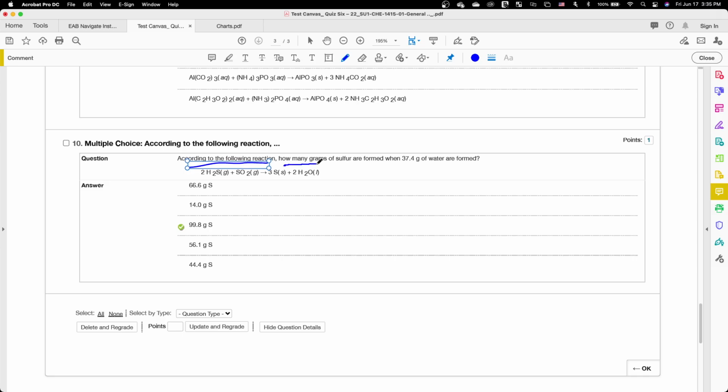According to the following reaction, how many grams of sulfur are formed when 37.4 grams of water are formed? Okay, so there's the water on that side, and there's the sulfur. Again, this is just regular old stoichiometry. Since the water grams is the only thing you have, you're going to have to start with that.